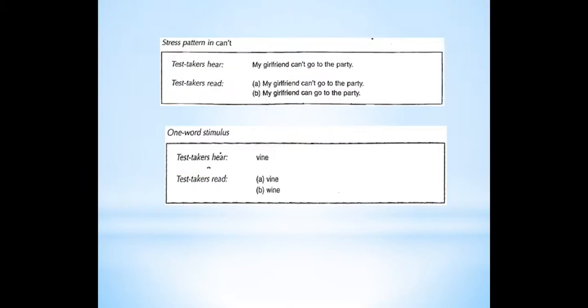In the following example, the reduced form contraction cannot is tested, like the stress in can in the first picture, because they are contextualized. This kind of task leaves something to be desired in its authenticity, but they are a step better than items that simply provide a one-word stimulus, like the second picture.